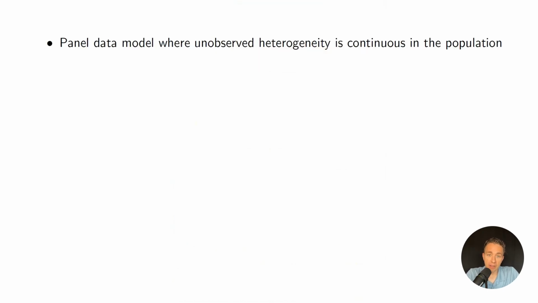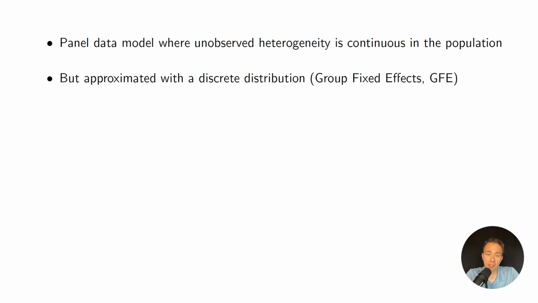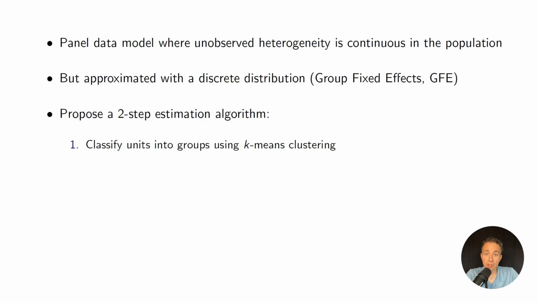And the setting is a panel data model where the unobserved heterogeneity is continuous in the population, but they're going to approximate it with a discrete distribution, which they're calling the group fixed effects, or GFE. And they propose a two-step algorithm to handle this. In the first step, they're classifying units into groups using k-means clustering. And then in the second step, they're estimating the model given the groups that they got from step one.